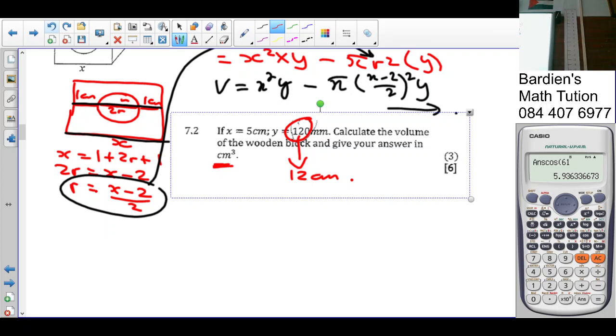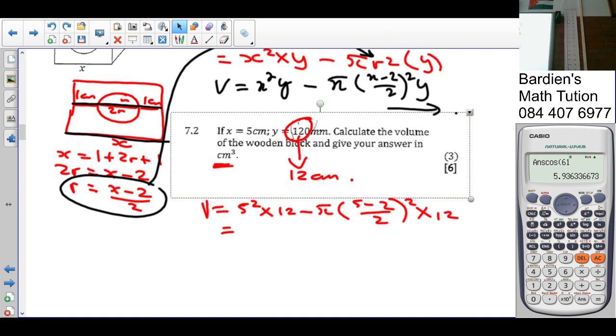So this is going to be volume equals x, which is 5 squared times y, which is 12, minus pi. X is 5 minus 2 over 2 squared times y, which is 12. So that gives us 5 squared times 12 minus pi times open brackets 5 minus 2 over 2 squared times 12.